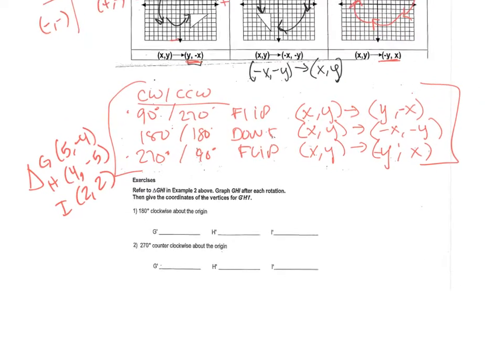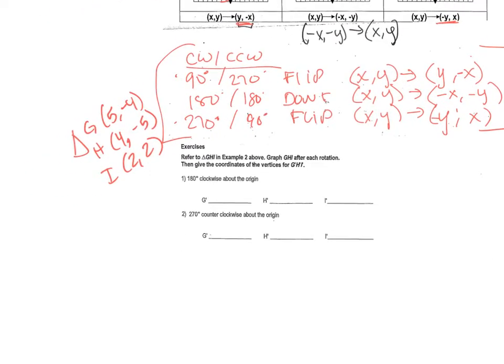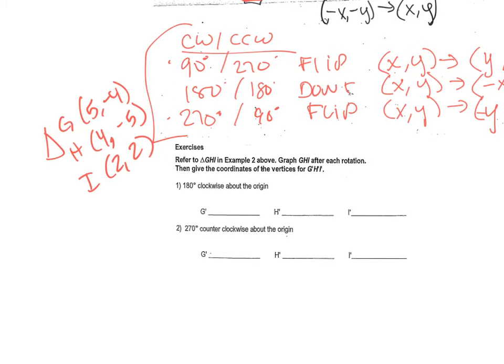So we're going to use these rules we just wrote down. So 180 clockwise, remember the only thing that changes is the sign in front. They don't flip. So G becomes (-5, 4), H is (-4, 5), and I becomes (-2, -2).